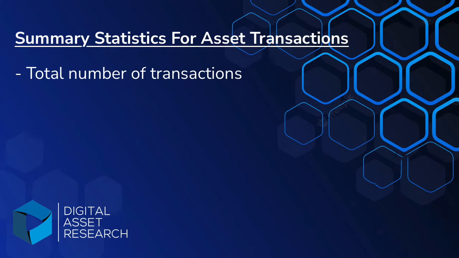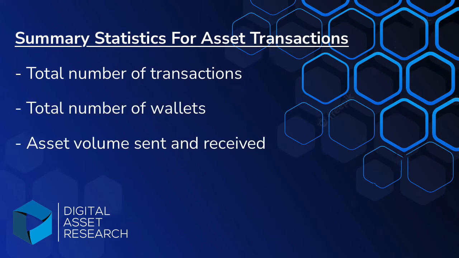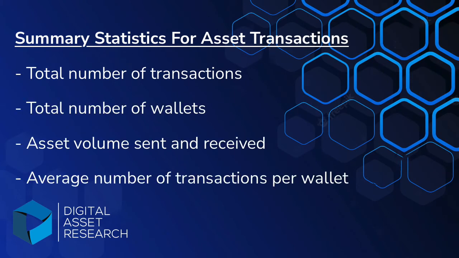The main goal of Part 3, the network analysis, is to paint the most accurate picture of what the asset's transactions on a blockchain look like at large. The first step is providing summary statistics related to asset transactions. This includes total number of transactions, total number of wallets, asset volume sent and received, average number of transactions per wallet, and more. With these statistics, we answer questions like, are new wallets growing and at what rate? And is the daily transaction count trending in a certain direction?